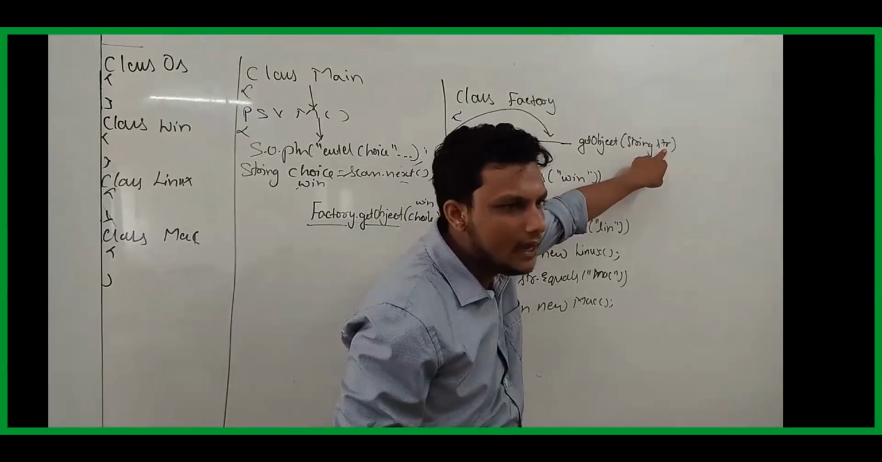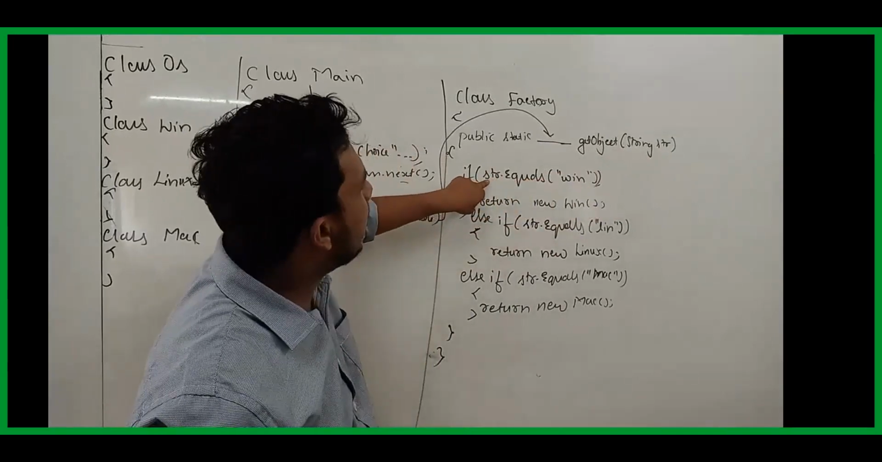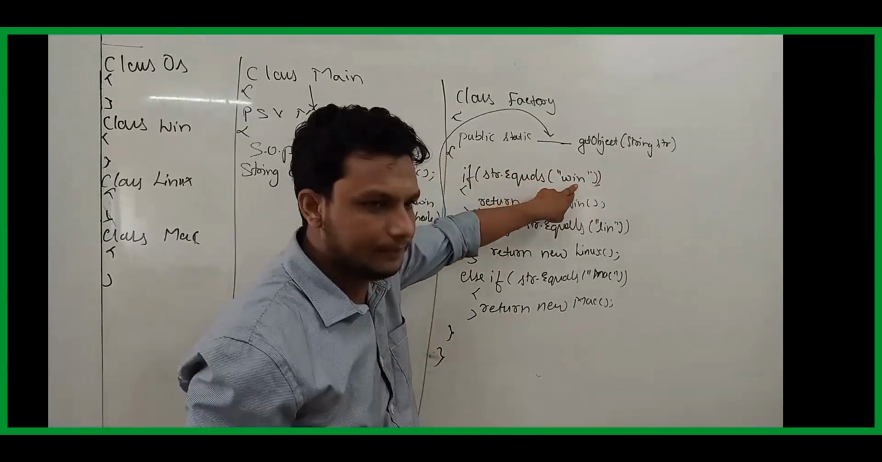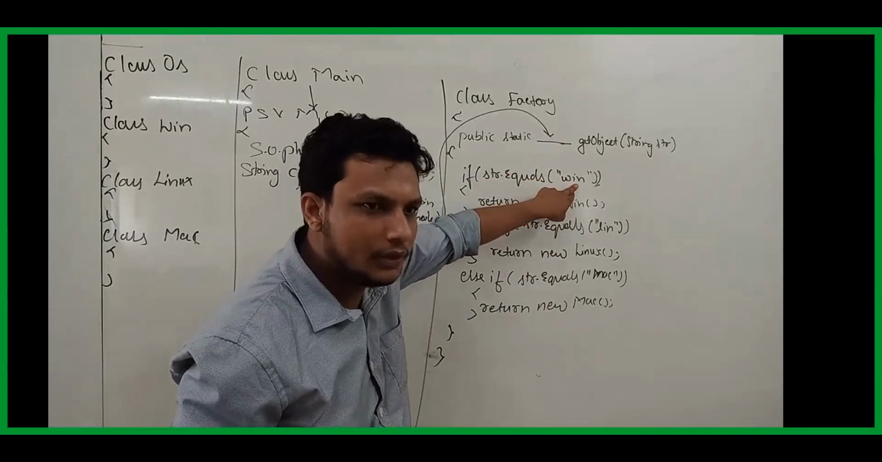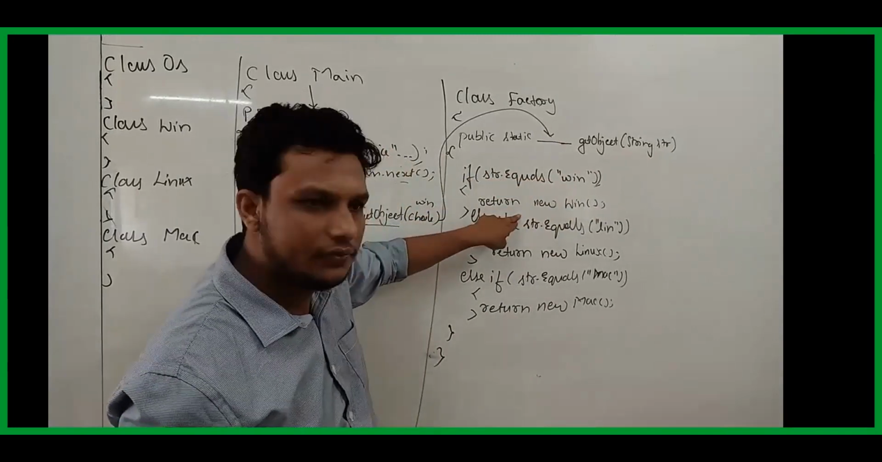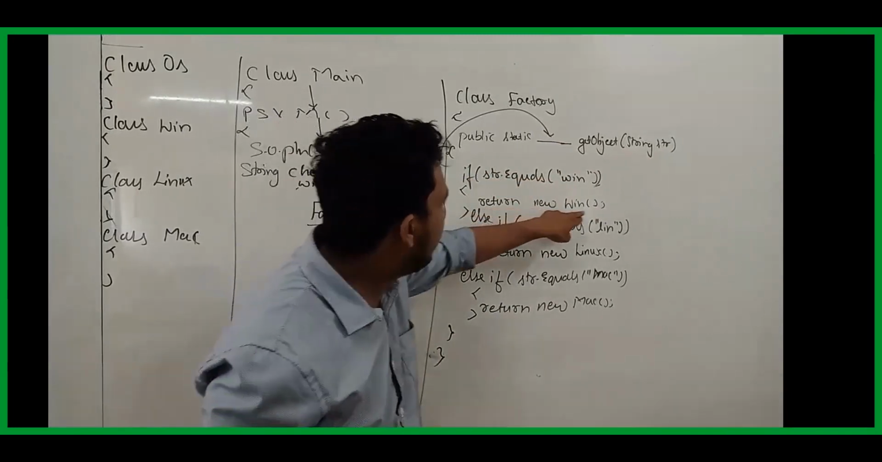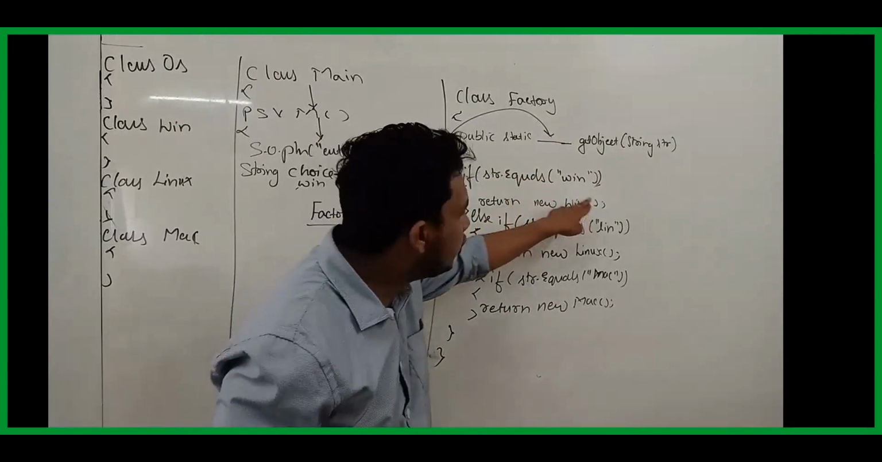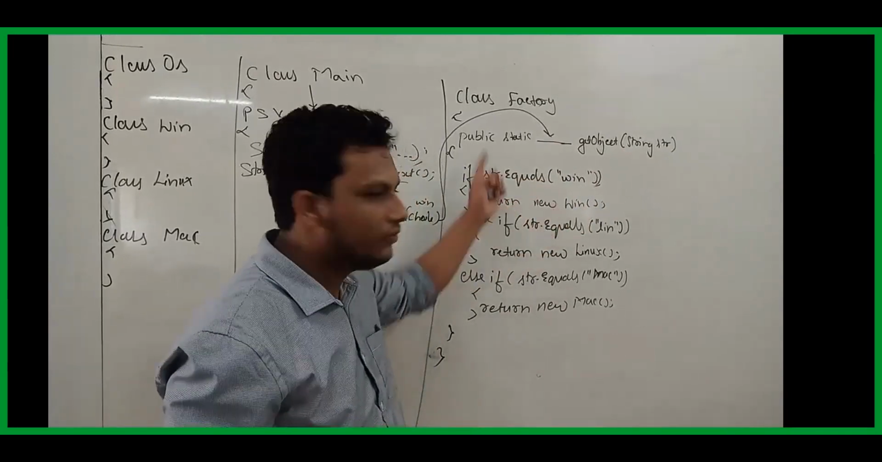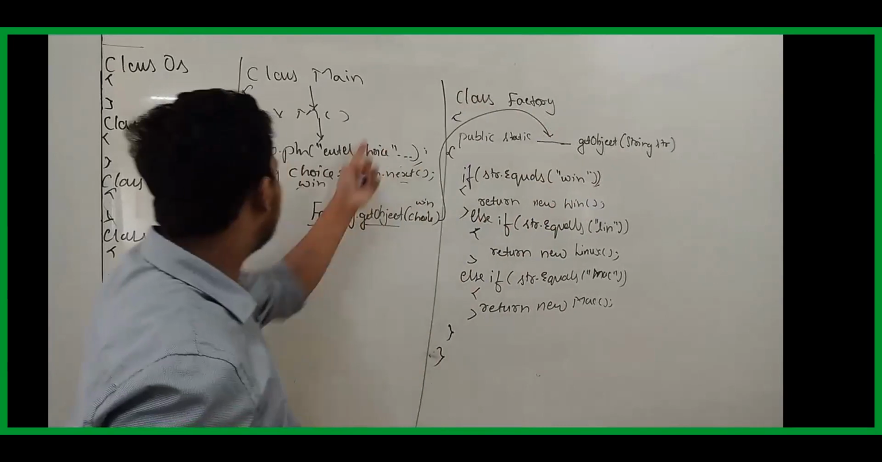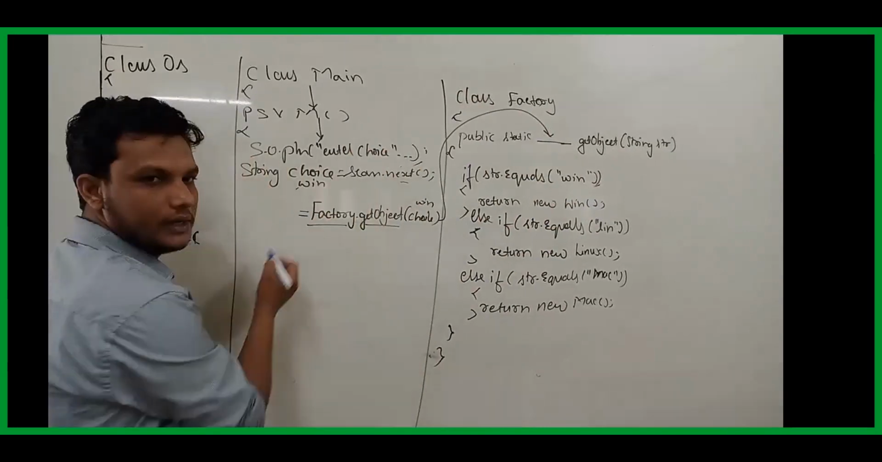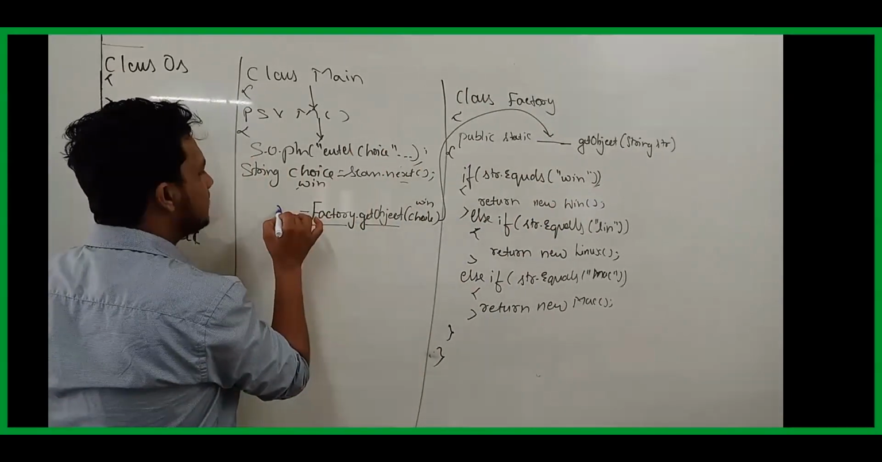Now come here. WIN equals WIN, true or false? True. Then control will come inside the if condition. What will happen? Automatically the Windows object is getting created and it will return. So that value I'll collect here. Let me call it REF.